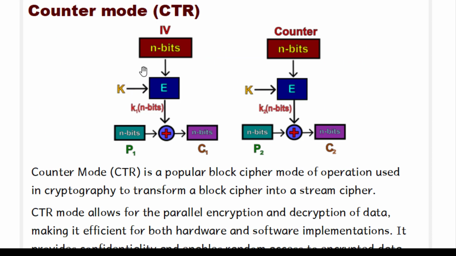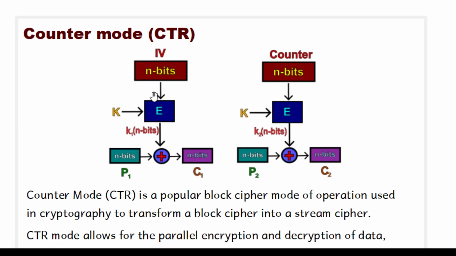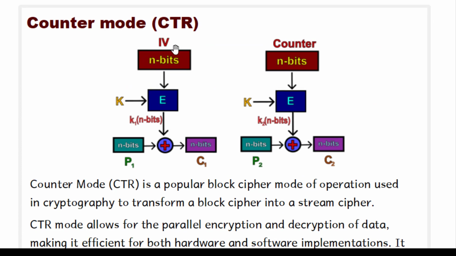Now the last is the counter mode. As we saw in the previous cases, there are some advantages and disadvantages in ECB and the other modes. With counter mode we can get away with those. We can add some randomness, achieve parallelism, and also get away with error propagation. In counter mode, we start with an IV, which is of course randomly selected by the sender, and the receiver also knows what this IV is. This IV is encrypted using the key, and out of that we select n bits. Suppose the plain text is of n bits, we select that n number of bits.